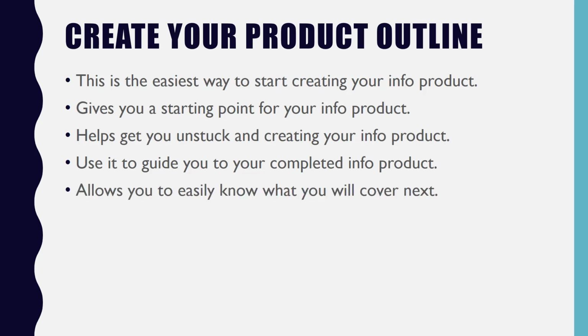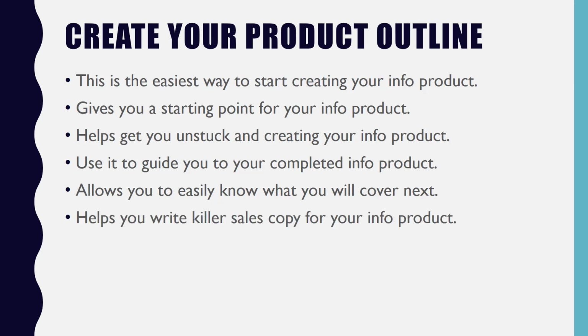It also allows you to easily know what you're going to cover next as you move forward with creating your info product. Because as you create it, maybe it's several modules, several videos, and maybe it's several chapters of your book, but you know exactly what you're doing each step of the way as you make your product. It helps you write killer sales copy for your info products. You can also be a better marketer as well. Create your outline for research.